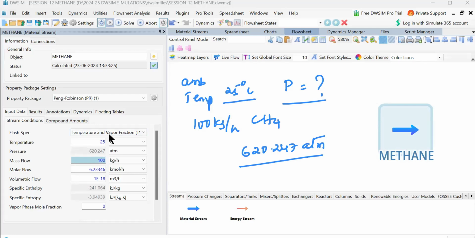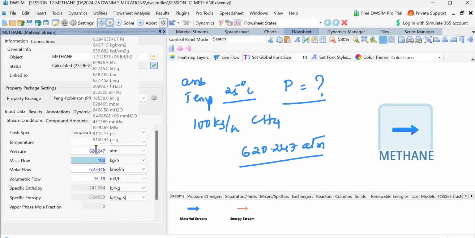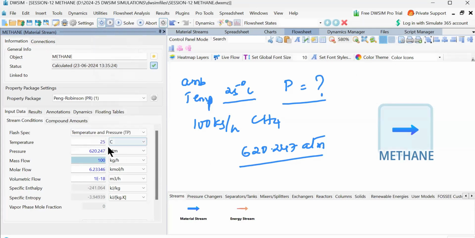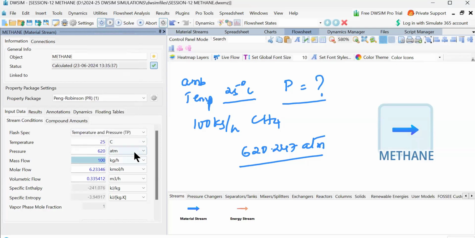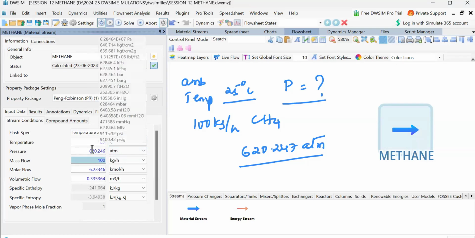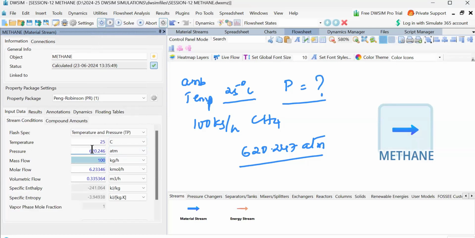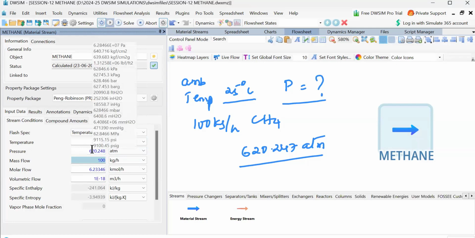Now I again come back and I change the temperature and pressure. Now see, 25 degrees centigrade and 620.247. Now I change this 620.247 a little, reduce this a little, 620. Let us see now what is happening. See, that means up to 620.246, yeah, see, then up to 620.2465, it is still liquid state, no liquid state.